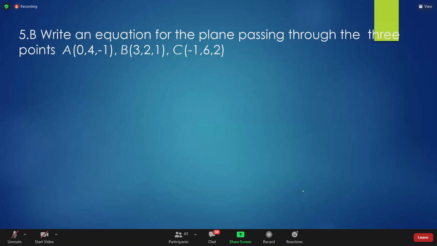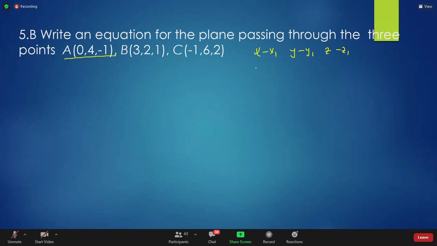Again, next one. Write an equation of the plane passing through 3 points. Now this is where we can use the determinant. Remember that form that looked rather horrible. That was x minus x1, y minus y1, z minus z1, where x, y, z are variables, but x1, y1, z1 are the coordinates of one of the points, for example, of A.